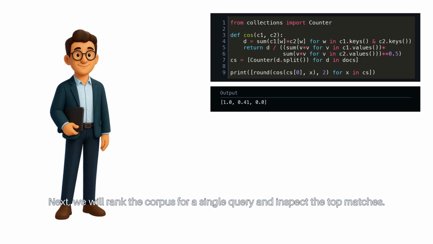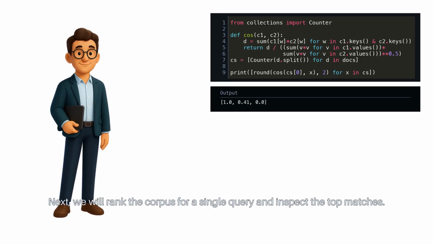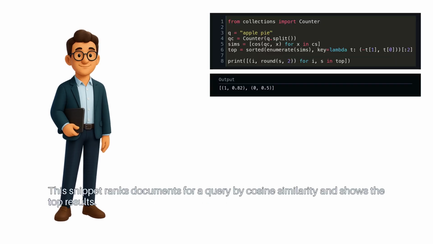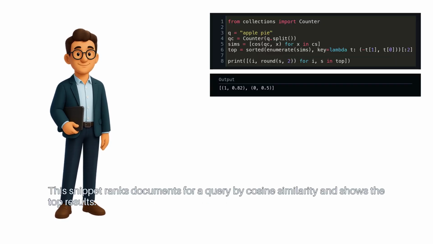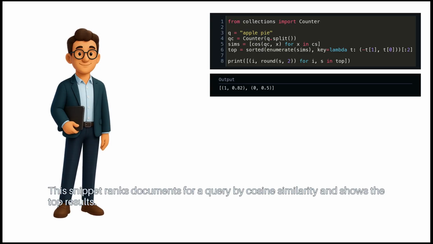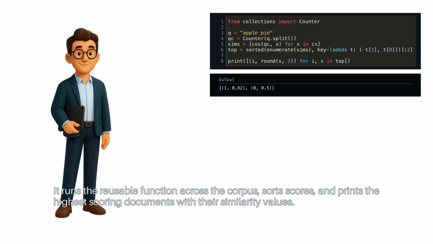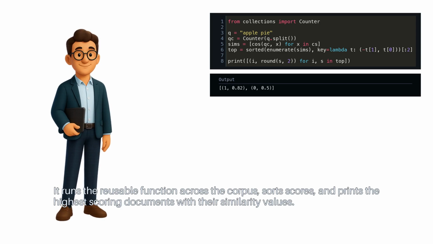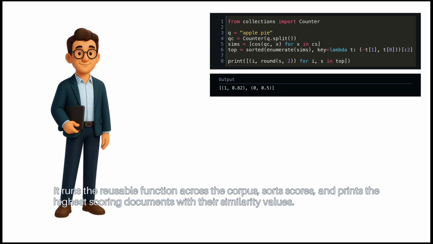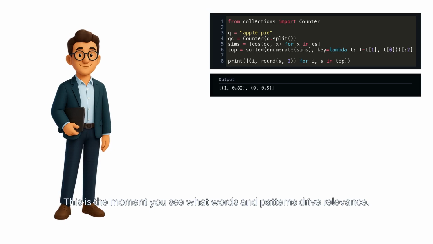Next, we will rank the corpus for a single query and inspect the top matches. This snippet ranks documents for a query by cosine similarity and shows the top results. It runs the reusable function across the corpus, sorts scores, and prints the highest scoring documents with their similarity values. This is the moment you see what words and patterns drive relevance.